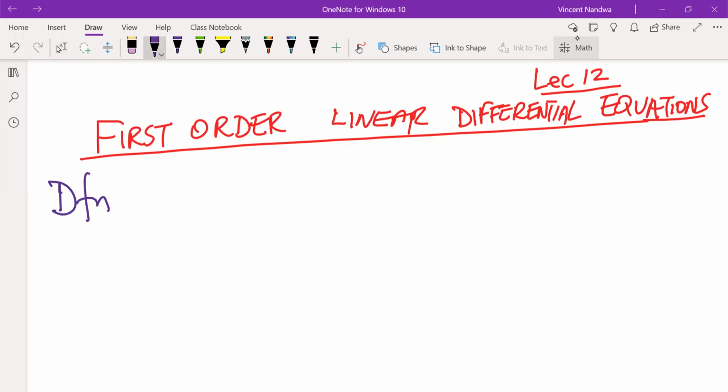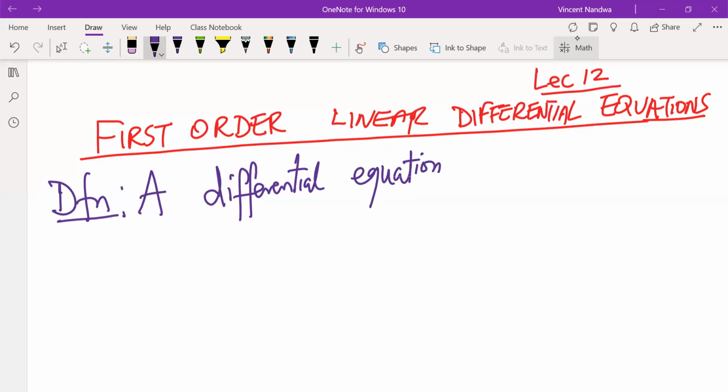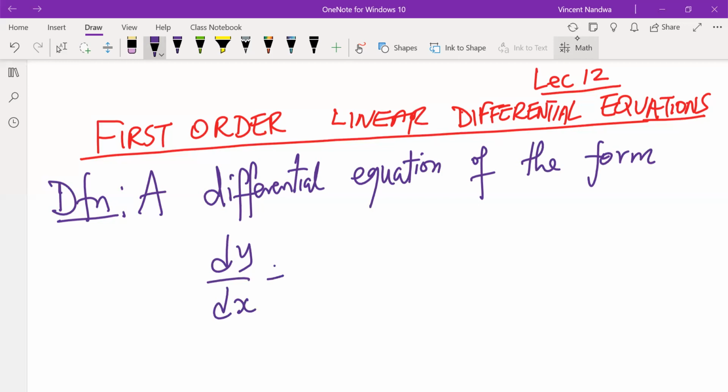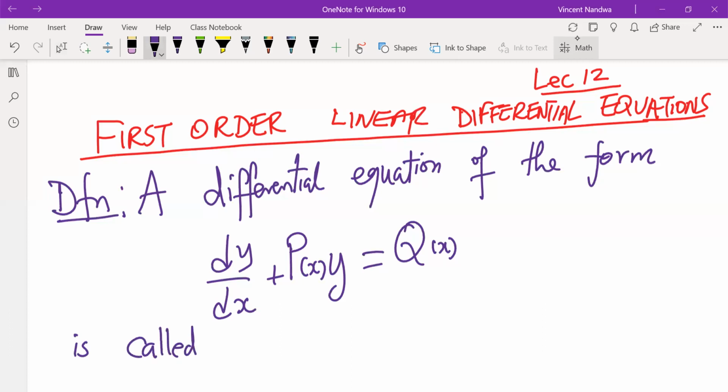So definition, a differential equation of the form dy/dx plus p of x y equals q of x is called a first order linear differential equation.